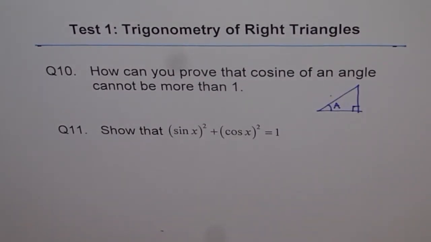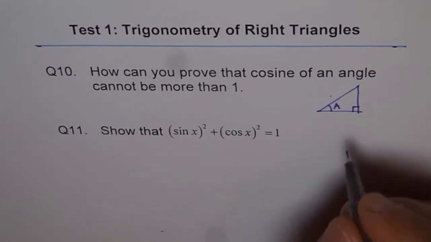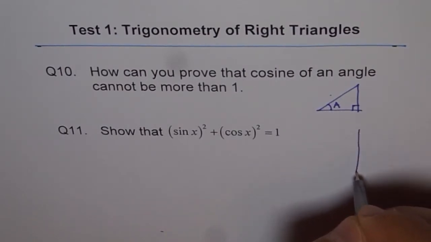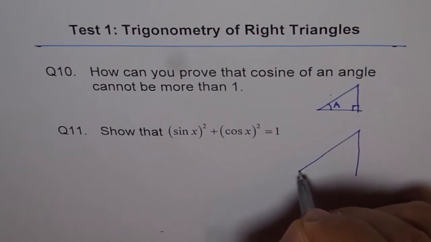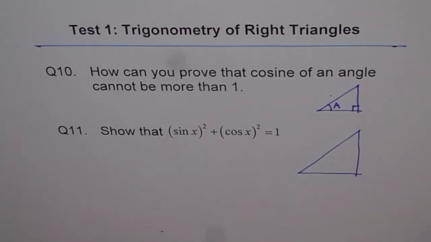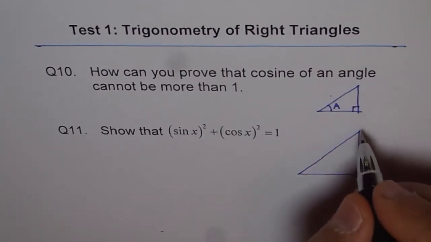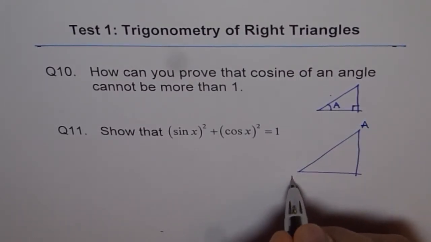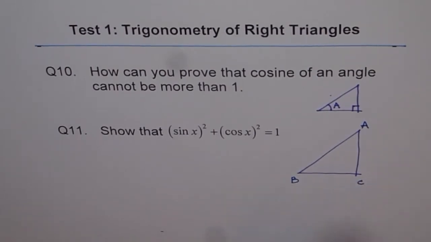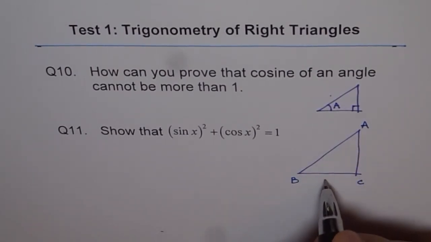Question 11. Show that sin x whole square plus cos x whole square equals to 1. Well, I'll prove this identity. It is also called Pythagorean identity. So let me make a triangle here and then show you how to prove it. Let's say that our triangle is A, B, and C. In that case, this side will be A.